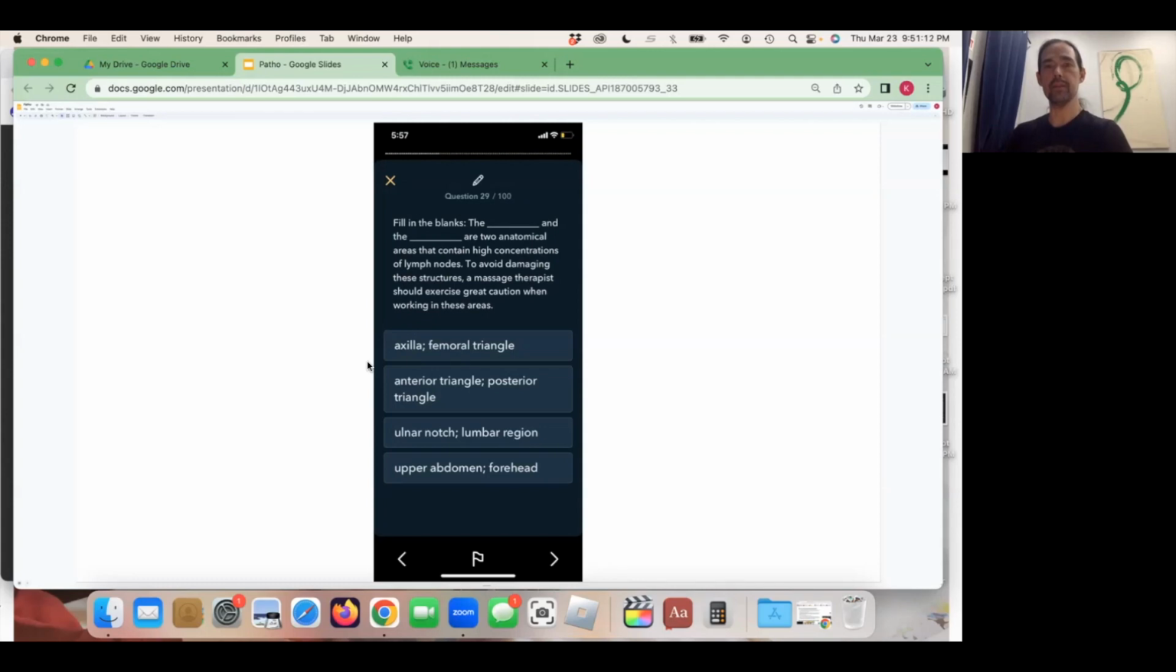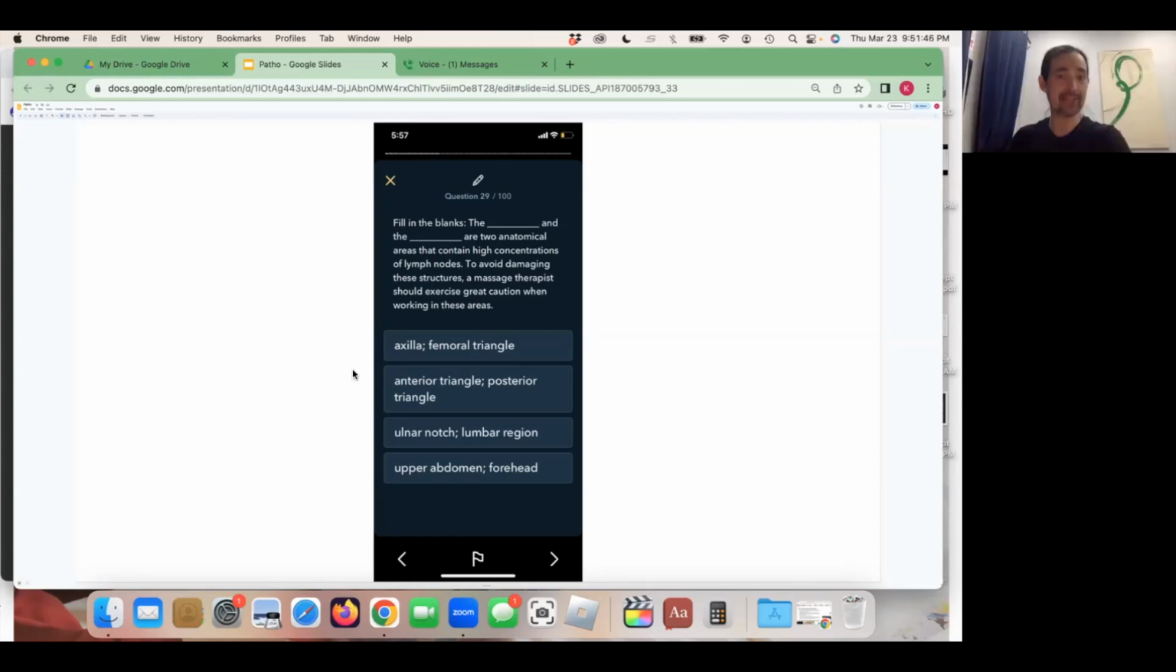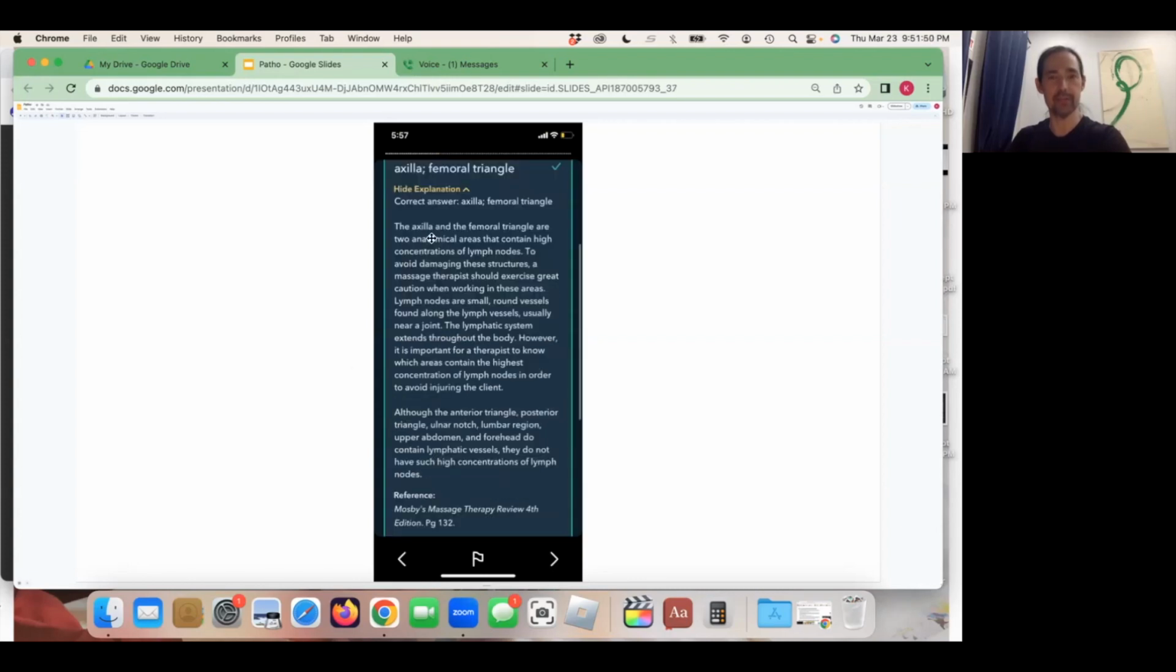Fill in the blank. The axilla and the femoral triangle are two anatomical areas that contain high concentrations of lymph nodes. To avoid damaging these structures, a massage therapist should exercise great caution when working these areas. Or is it the anterior triangle and the posterior triangle, the ulnar notch and the lumbar region, the upper abdomen and forehead? High concentrations of lymph nodes. Axilla. The axilla is the first one, and the femoral triangle, yeah, definitely.